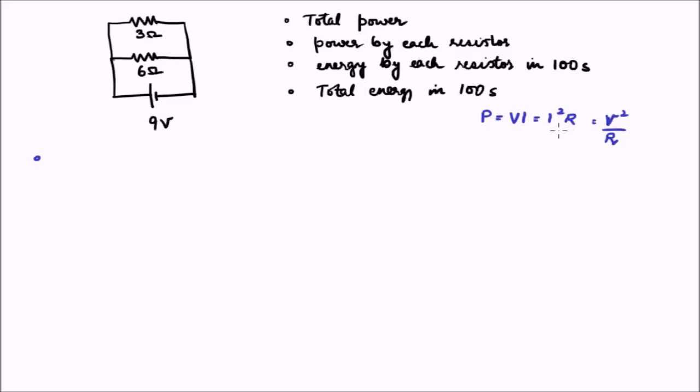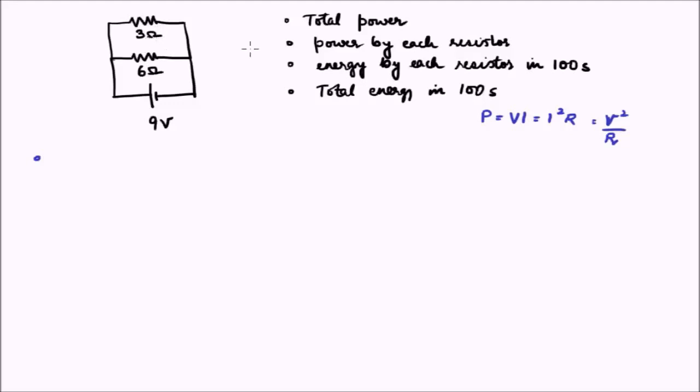If we use the second formula, then we can use I square R. Again we need to find out the current through each resistor in order to find out the power. But if we use the third formula, V square by R, we have the total voltage across them, and it is the same for both of them. If we apply it to each of them, then we can find the power through each of them and add them to find the total power.